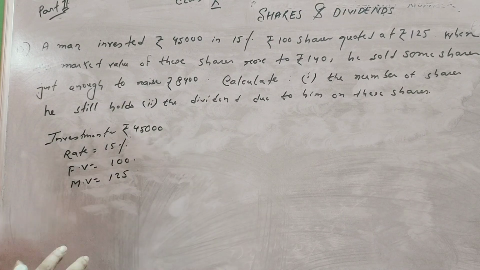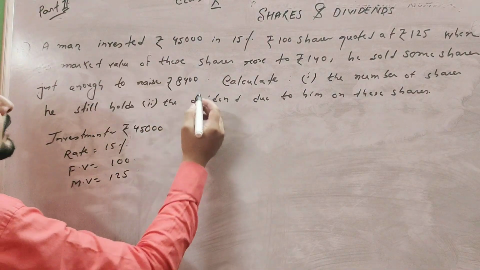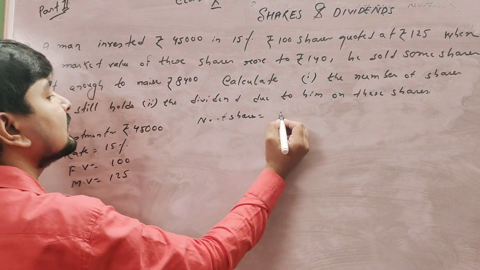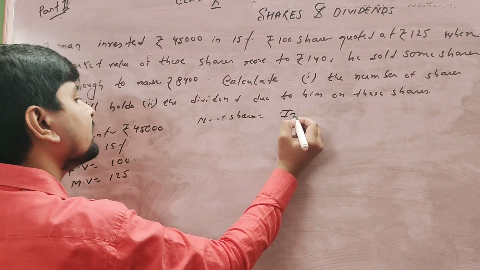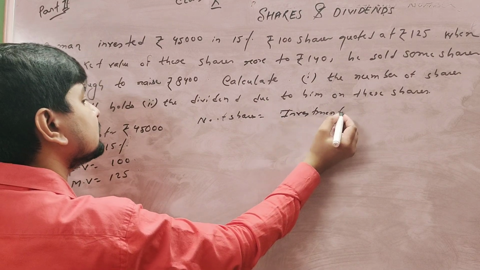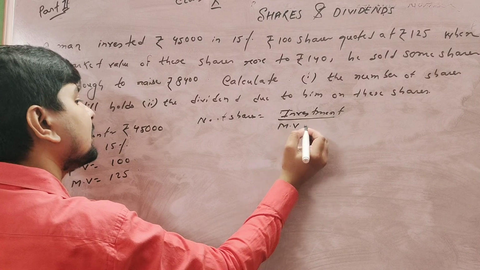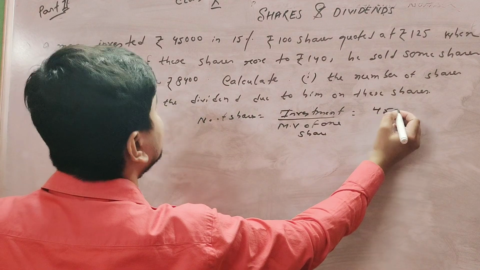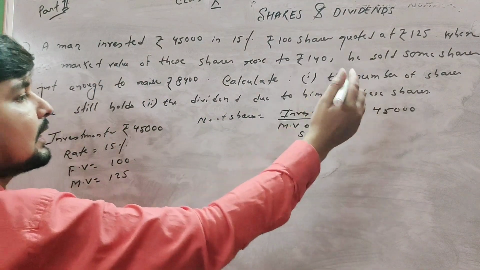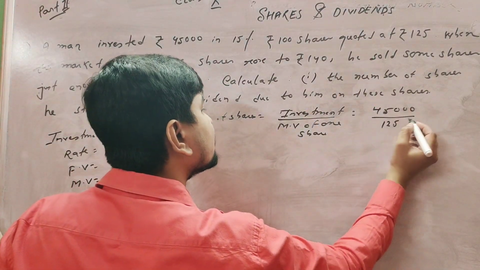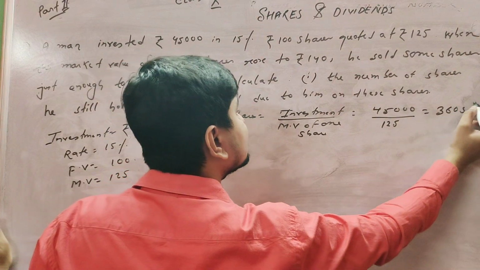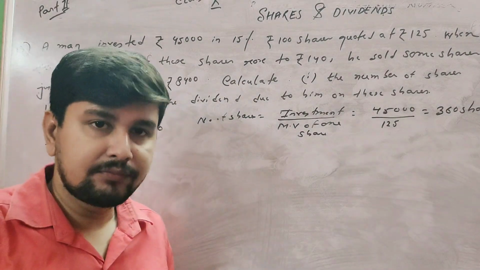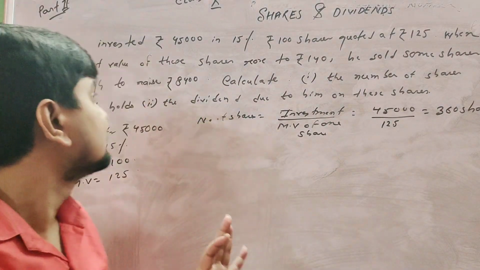Okay, so firstly we calculate the total number of shares. Number of shares equals investment by market value of one share. So investment is 45,000 and market value is 125. So when you divide, you get 360, that is 360 shares. Okay, clear? That means I have a total of 360 shares.